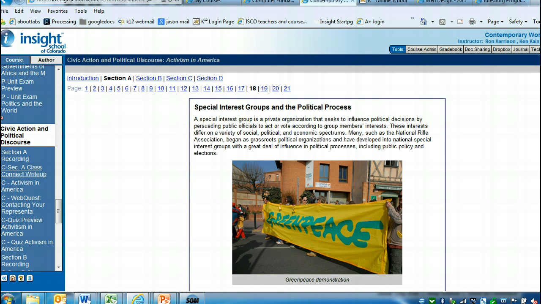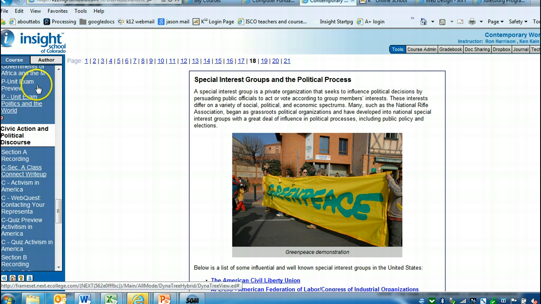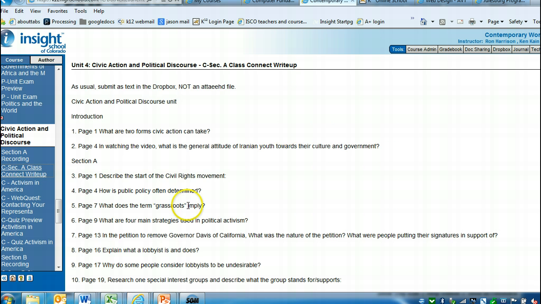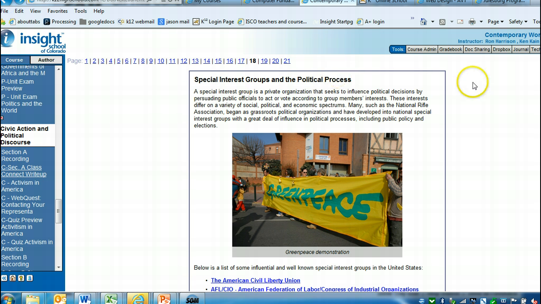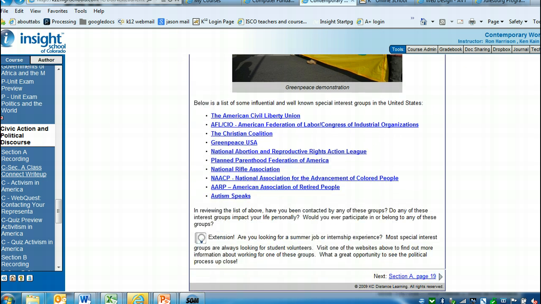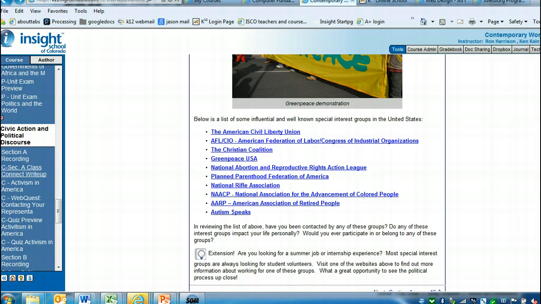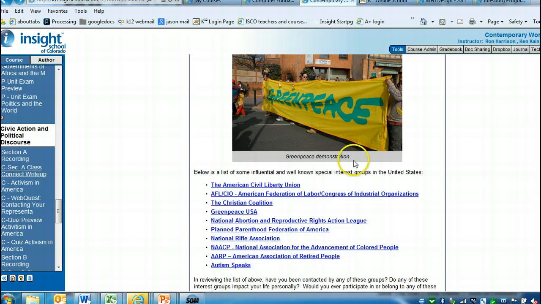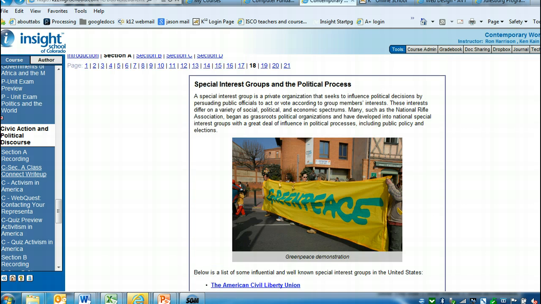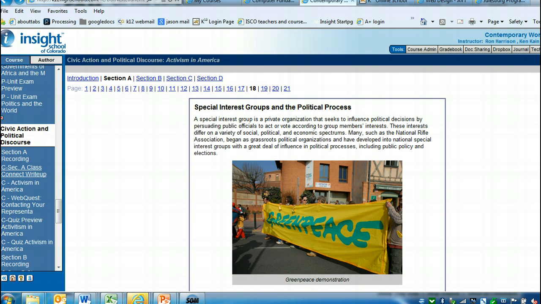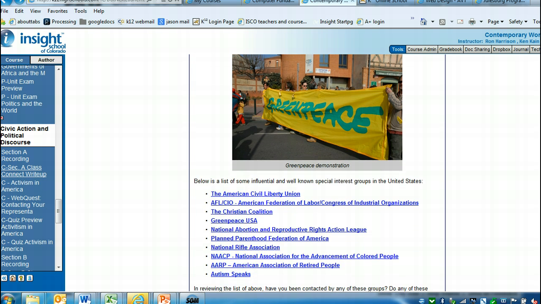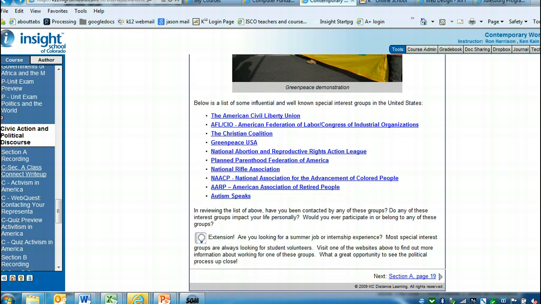Okay, page 18, special interest groups and the political process. Let me go back to the Class Connect. Actually, it's page 19. Research one special interest group and describe what the group stands for and supports. So here we are, we're talking about special interest groups. And it should be this page, page 18. And here's a list of a bunch of special interest groups. So again, what I'd like you to do is explore one of those special interest groups, and write down what they believe in. So those are all of their links.